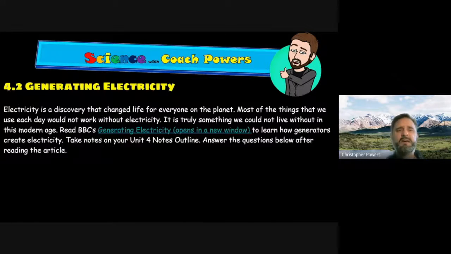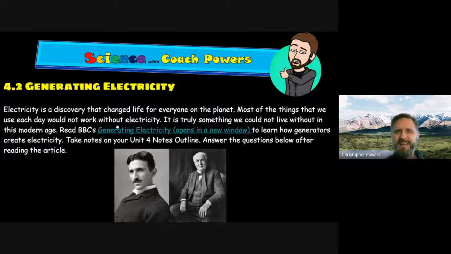Electricity is basically a discovery that changed the lives of everyone on the planet. Most of the things that we use each day would not work without electricity. Even your cell phones, even though you think, oh, it's a battery, you have to charge those with electricity. It's truly something we could not live without in the modern age.